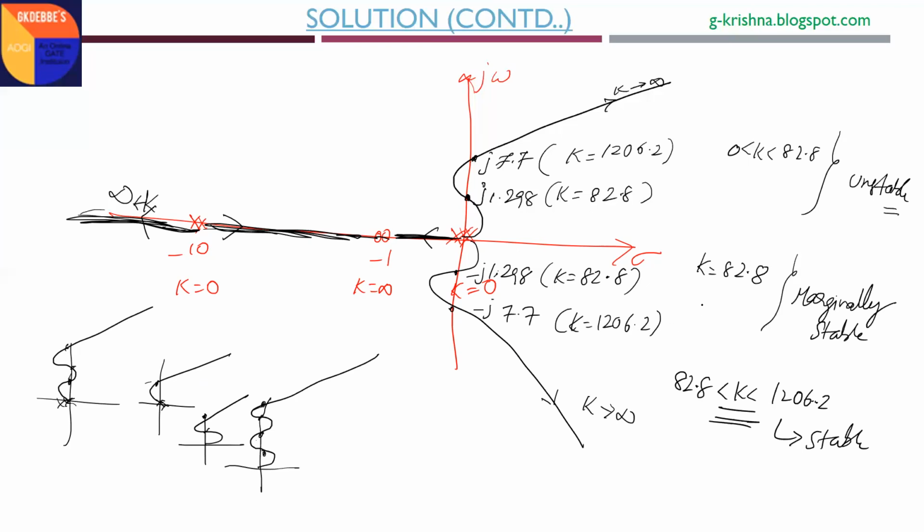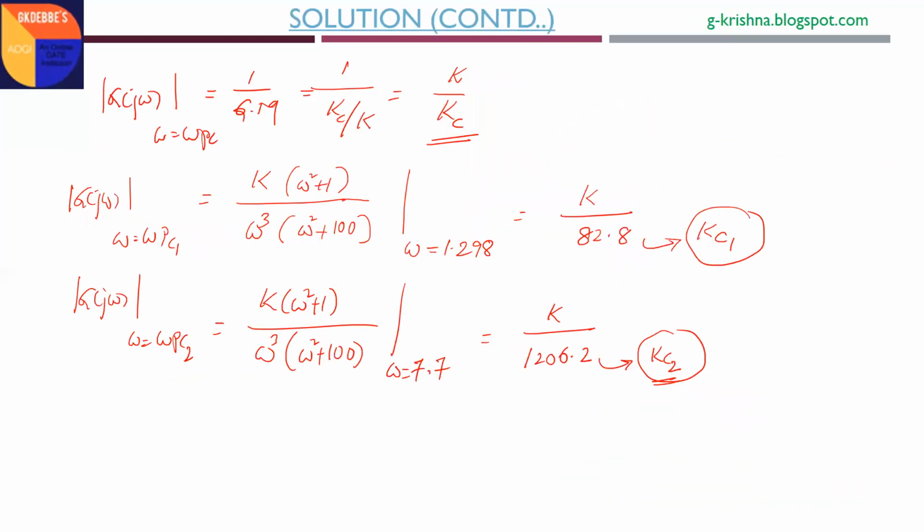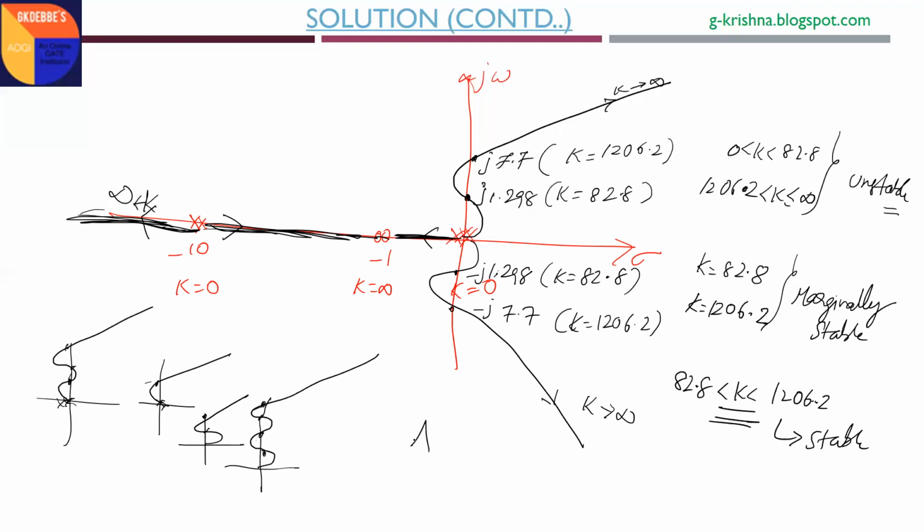Next, for K equal to 1206.2, the system is marginally stable. Again, for K greater than 1206.2 up to infinity, the closed loop system is unstable. Like this, we can easily analyze from the root locus plot the range of gain K for closed loop system stability. If you see your options, the option satisfying this is option B only. Hence, your answer is B when you directly analyze with the root locus technique.